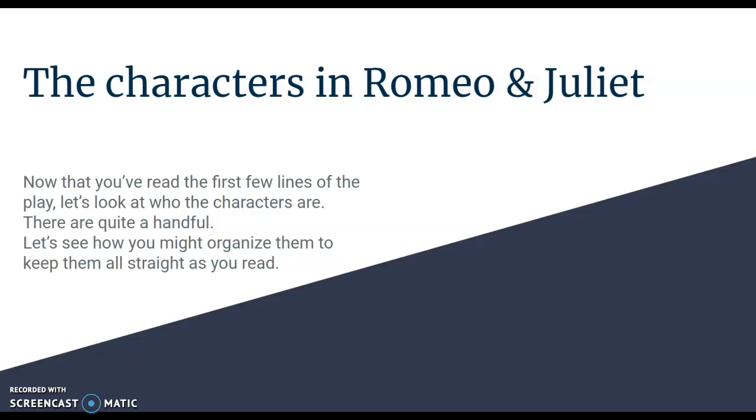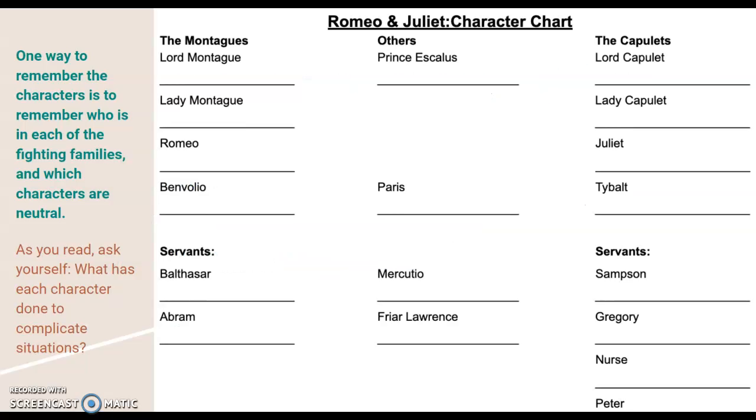So now we're going to look at some of the characters, and there are quite a few. One way to remember the characters is to remember who is in each of the fighting families and which characters are neutral. As you read, ask yourself, what has each character done to complicate situations? We often talk about how this play is a war between 2 families, but I would argue that it's actually a war between 3, and that will make more sense soon.